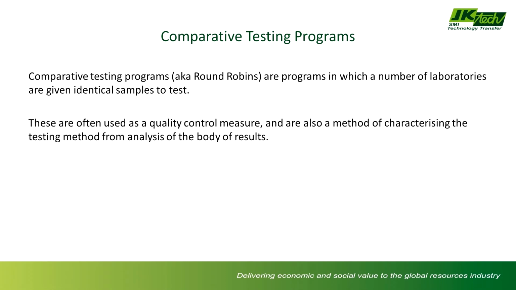As our SGS colleagues here know, the comparative testing program is you get the same sample, you send it to all your labs and get everyone to test the same sample. Hopefully everyone gets the same answer. But these are often used as a quality control measure. That is the primary use of them. It will identify any lab that is out from everyone else. It will identify a lab that has issues.